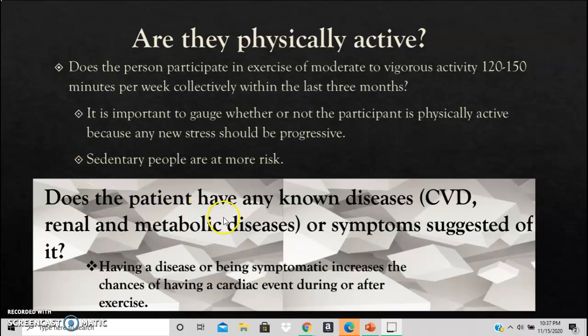Does the patient have any known diseases like a cardiovascular, renal, or metabolic disease, or any symptoms suggestive of it? Having a disease or being symptomatic can increase the chances of having a cardiac event during or after exercise.